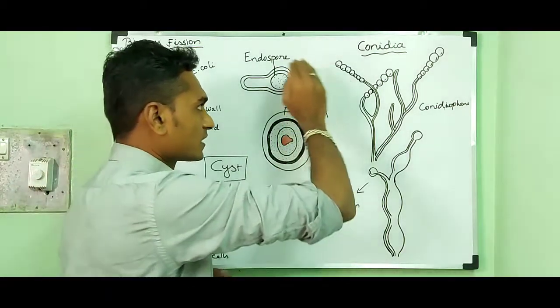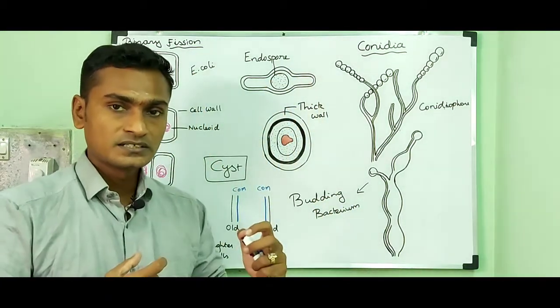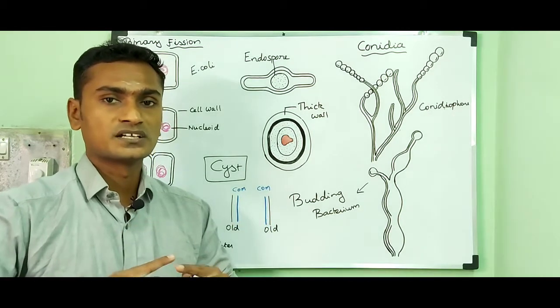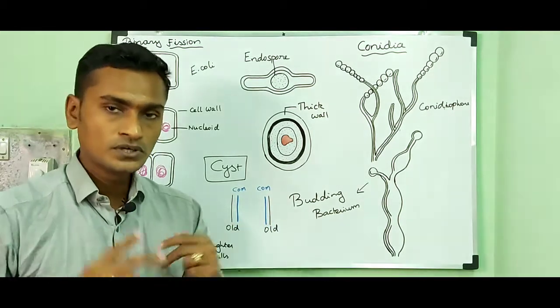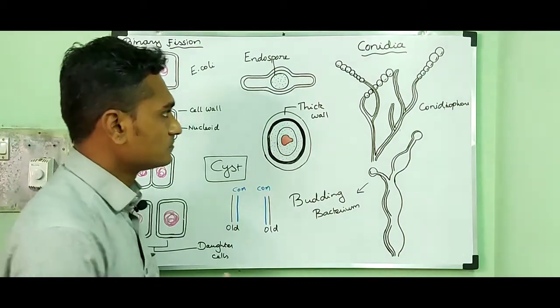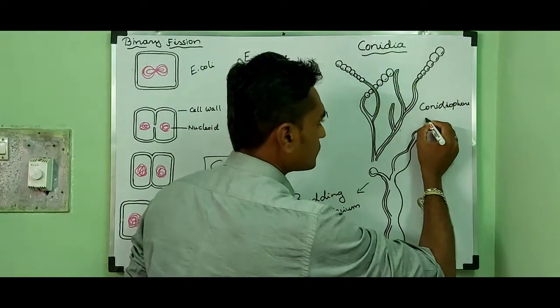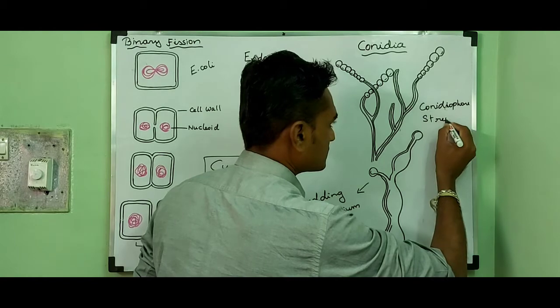So the gonidia can detach from the mother and get a suitable substratum. Then it can develop into a new mycelium. Example for gonidia formation: Streptomyces.